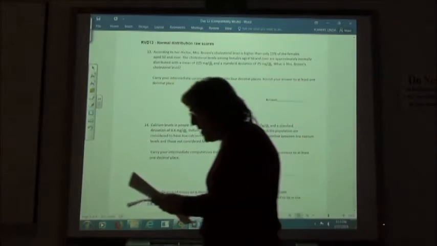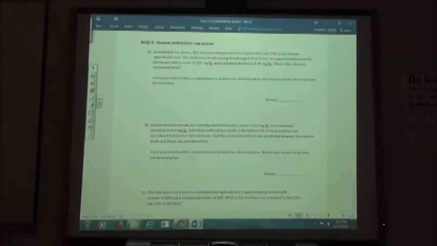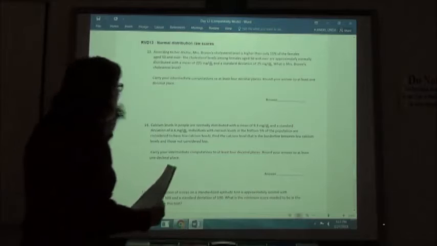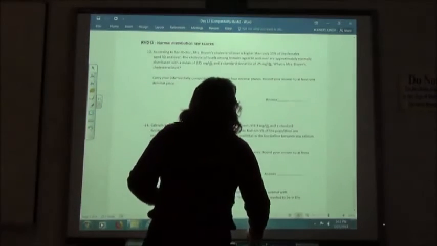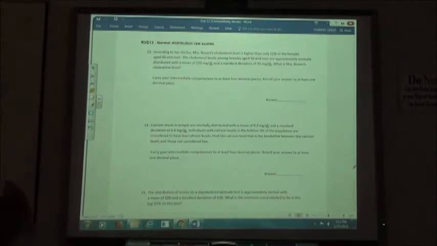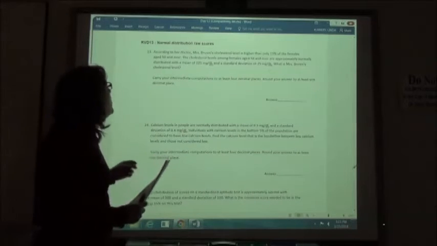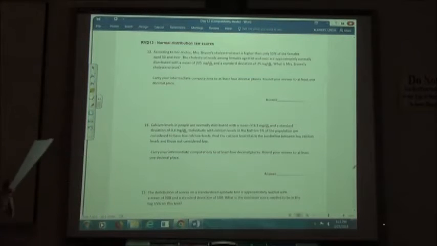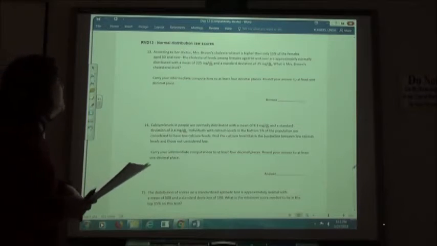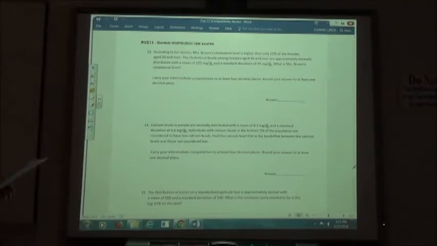All right. Now we're going to do the same thing using the same formula, only with a word problem. It says, according to her doctor, Mrs. Brown's cholesterol level is higher than only 15% of the females age 50 and over. The cholesterol levels of females age 50 and over are approximately normally distributed with a mean of 225 milligrams per deciliter and a standard deviation of 25 milligrams per deciliter. What is Mrs. Brown's cholesterol level?